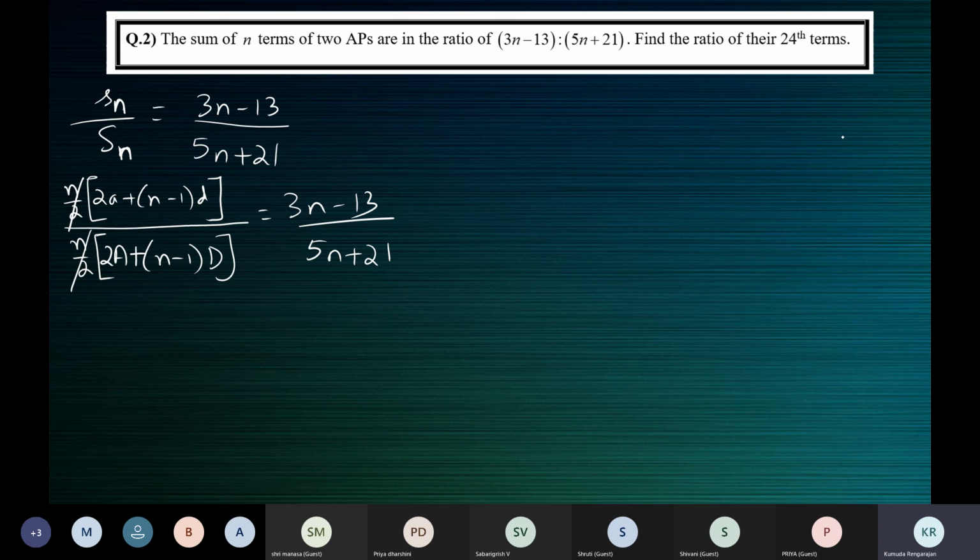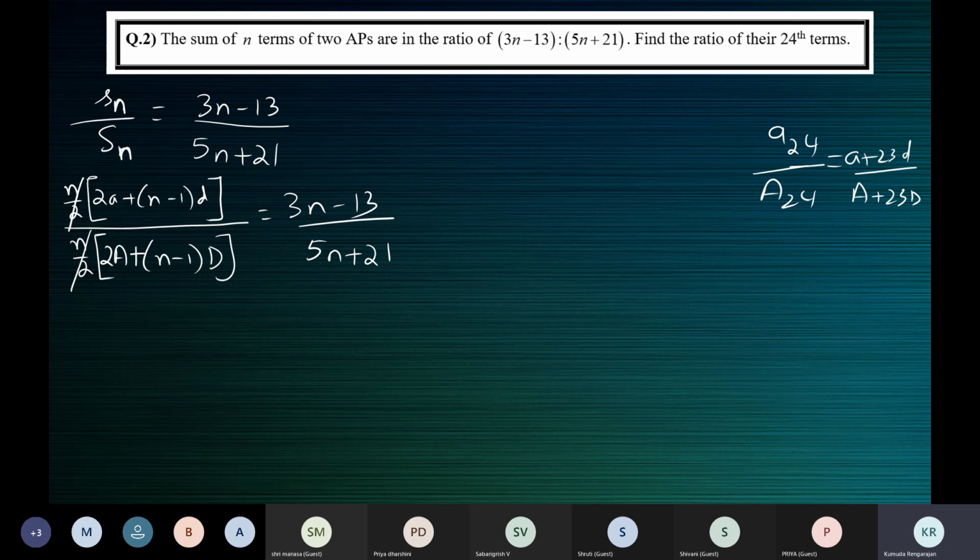What are we supposed to get? We are supposed to find this. Okay, the ratio of the 24th terms. So this is what we're supposed to find. So we must find A plus 23D by A plus 23D. Am I right? Yes, ma'am. So we must find A plus 23D.